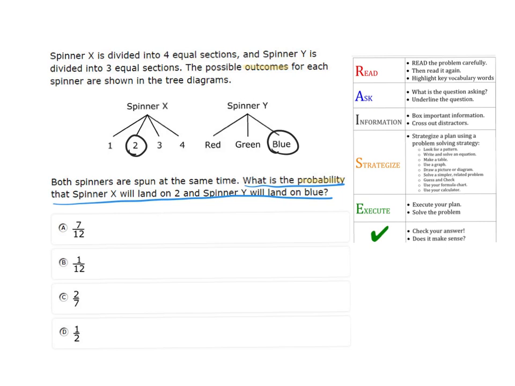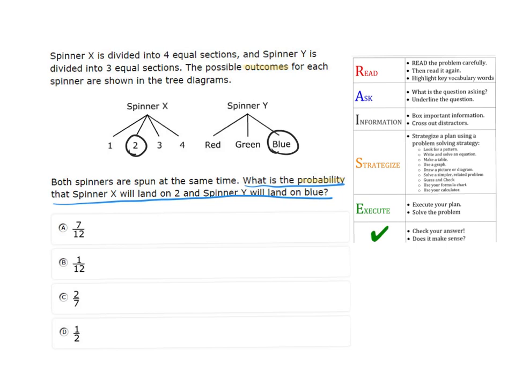Okay, let's see. So for information, we need to look for our important information. And I think we've actually kind of done that. We've emphasized that spinner X needs to land on 2 and spinner Y needs to land on blue. We also need to cross out any distracting information. In this problem, I really don't see any distracting information. All of this is basically necessary. We need to know that there are 4 outcomes that are possible for spinner X and 3 outcomes that are possible for spinner Y.